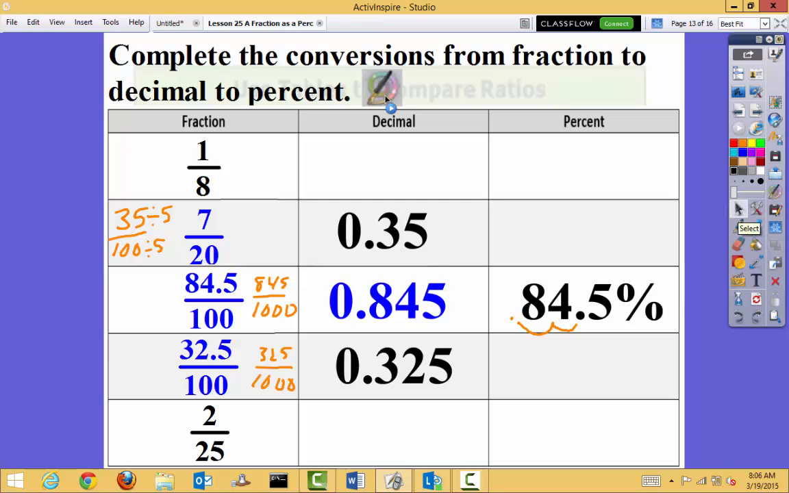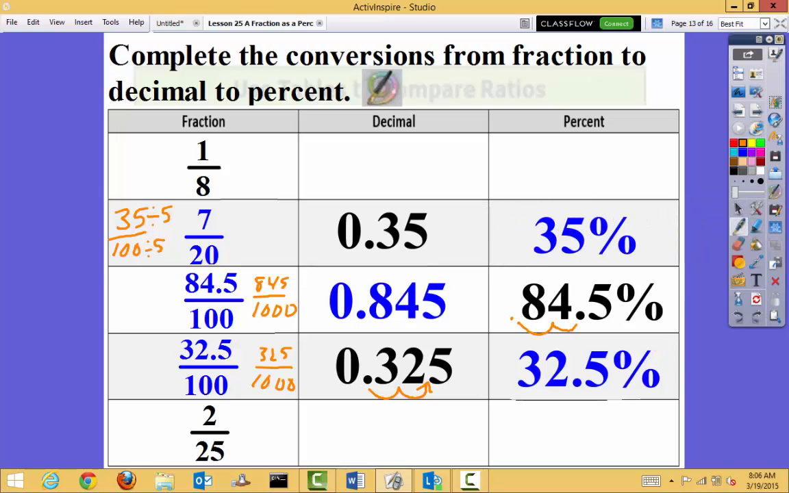Alright, let's do our next easy ones, these percents. How do I get from here to percents? Well, that's easy. What do you notice? My decimal goes 1, 2 over this way. 1, 2 over, and I add the percent. Same thing here, decimal moves over to the right 1, 2 times.